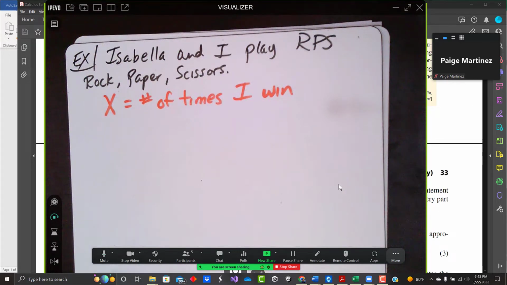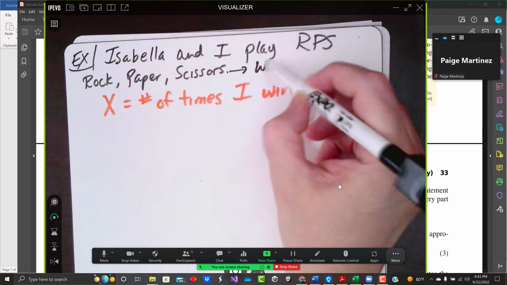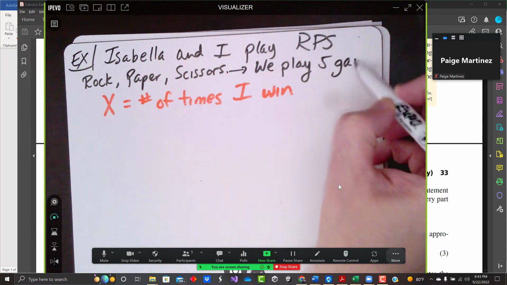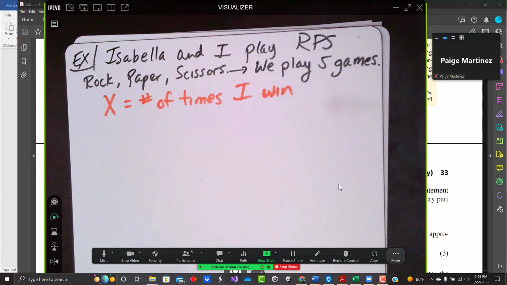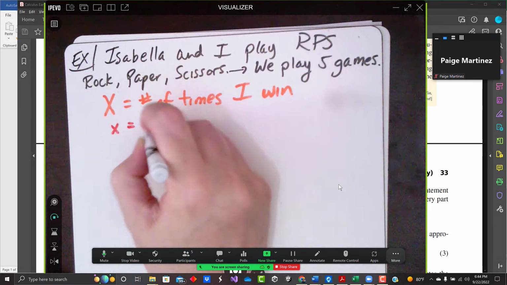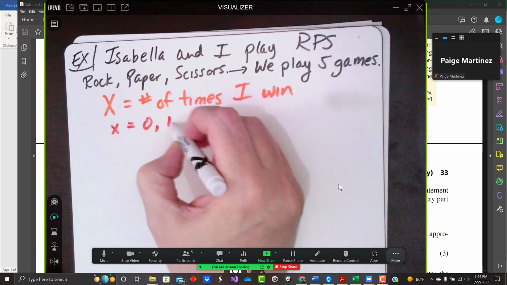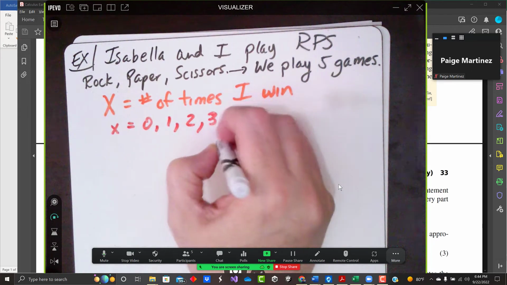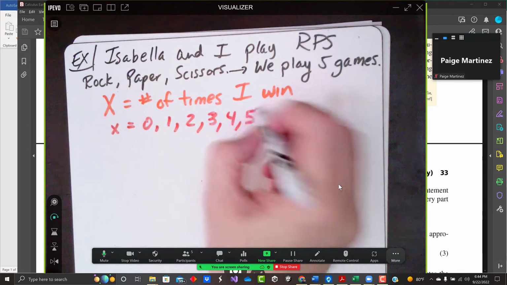Let's say we play 5 games. So the big X is the category, and that's the number of times I can win. All the possible outcomes that X could be: I could never win, which would be 0. I could win 1 time, 2 times, 3 times, 4 times, and every time.